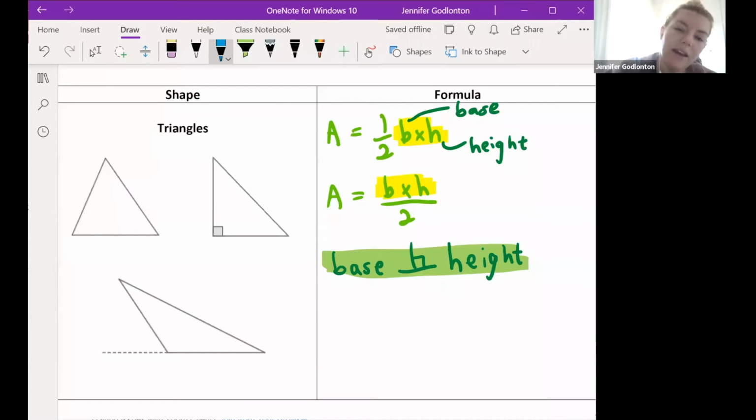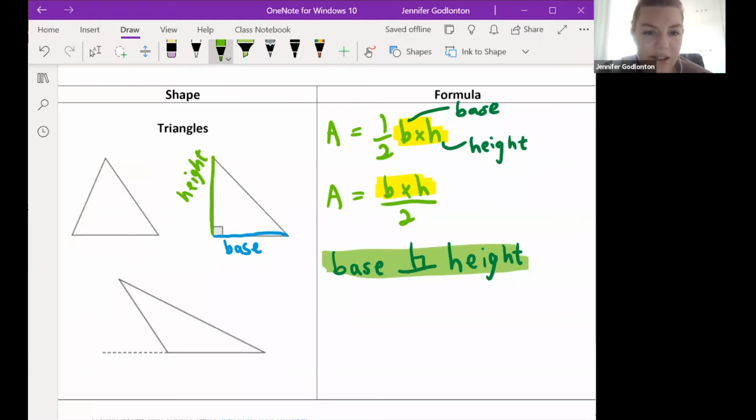Let's have a look at some of these triangles and see if we can identify some things. If I'm looking at this triangle over here, if this line here was my base, this is at 90 degrees, so this is my perpendicular height. So that would be my base, and that would be my height. Let me do it in a different color so that you'll be able to see a little bit clearer. So that's my base, and that's my height.